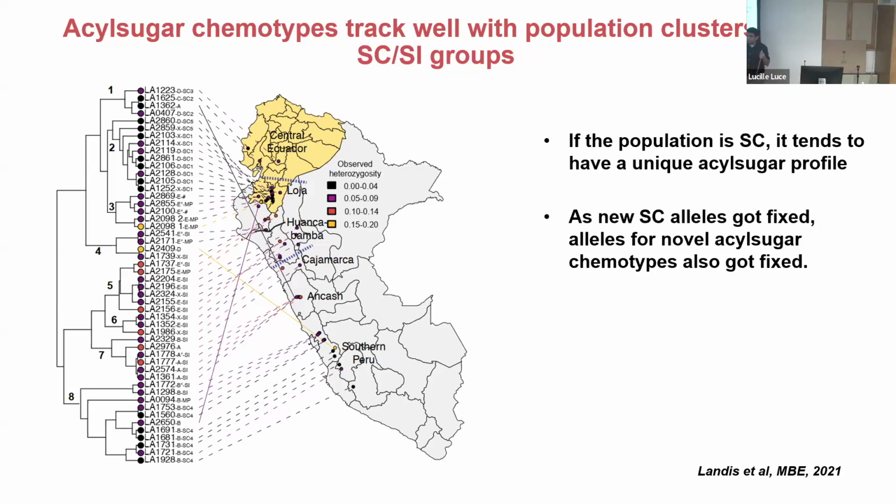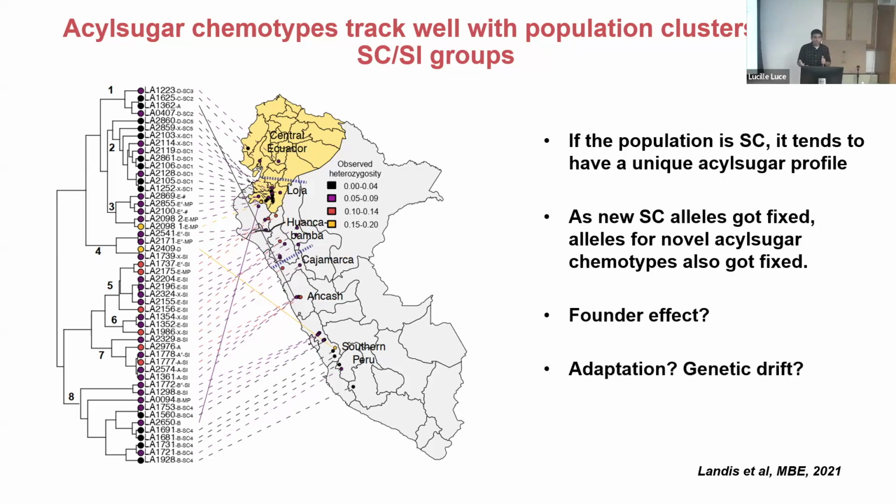And as they went into homozygosity, they may have pulled out the associated ASAT4 alleles along with them, resulting in those chemotypic clusters. So this is very much an example of a founder effect.